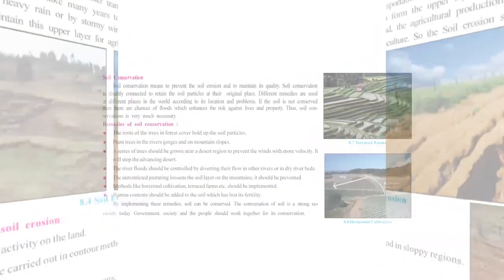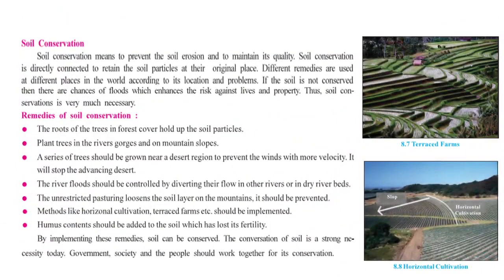Moving to our next topic, that is soil conservation and remedies of soil conservation. Yes, it is very important, very necessary that soil should be conserved, should be preserved. Otherwise, it will be very difficult to have vegetation on it. Soil conservation means to prevent the soil erosion and to maintain its quality.